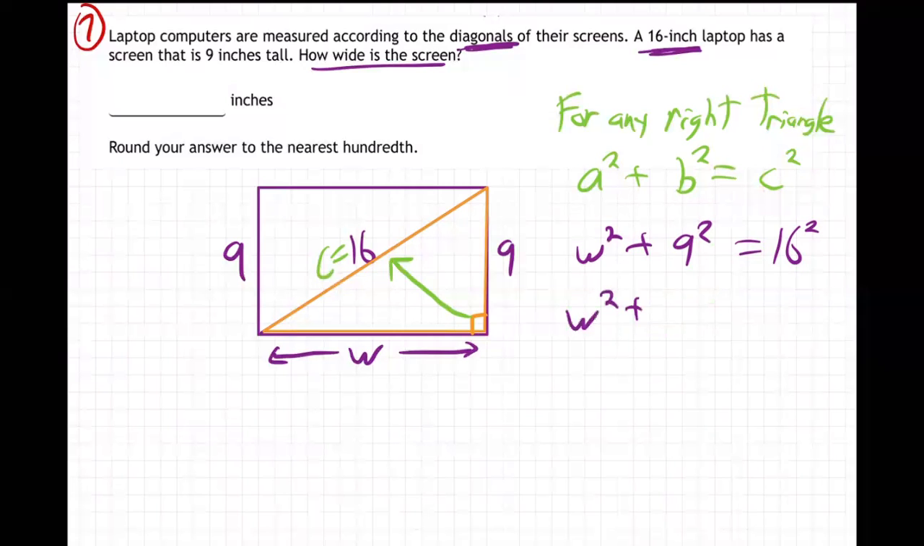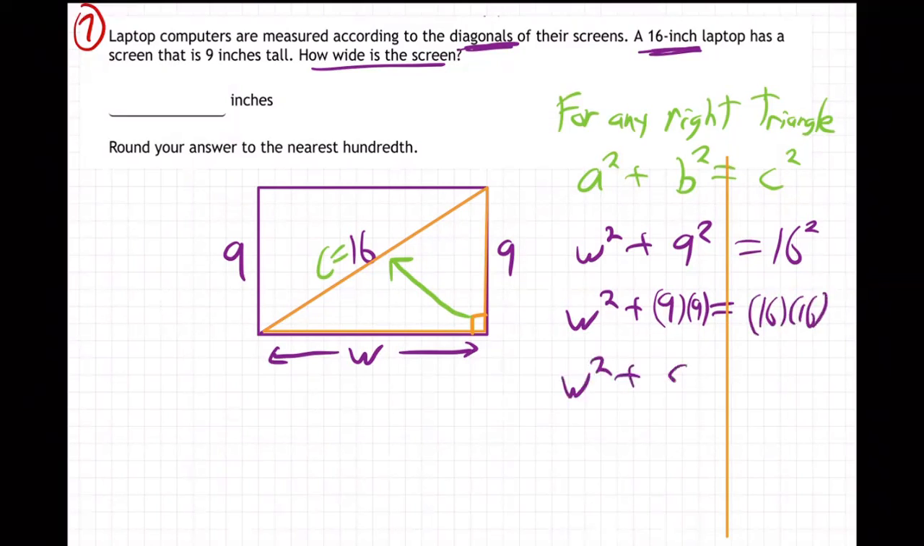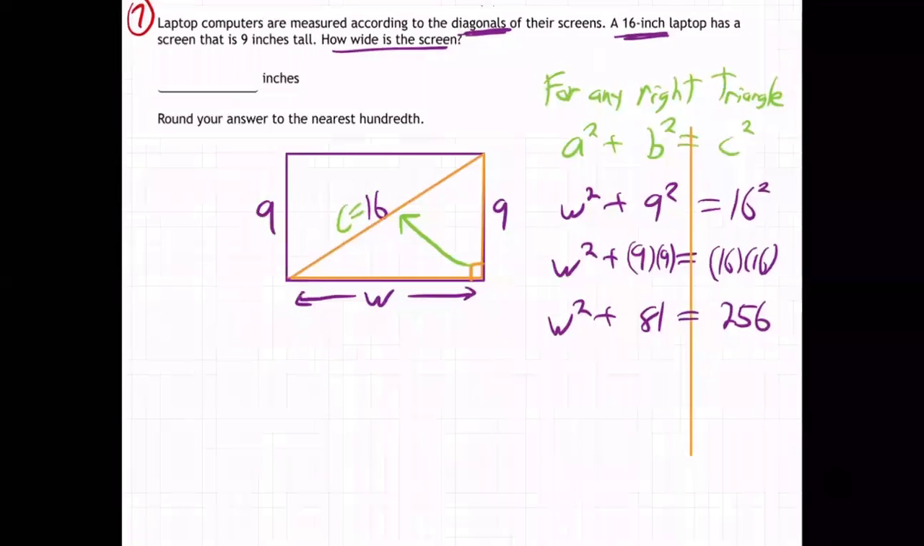Okay, now let's solve this thing. So we've got W squared plus 81 equals 16 squared. Use your calculator here. This means 9 times 9, and this means 16 times 16. I think you know. And so it's 256. Or just use the power button either way. Okay. We're solving for W. Now W is saying, I want to be alone. So we subtract 81 from both sides.